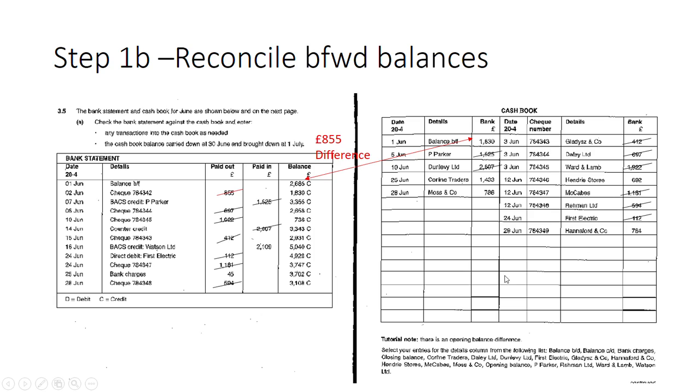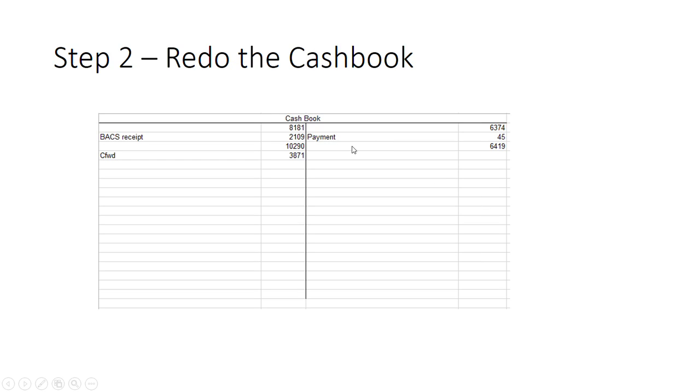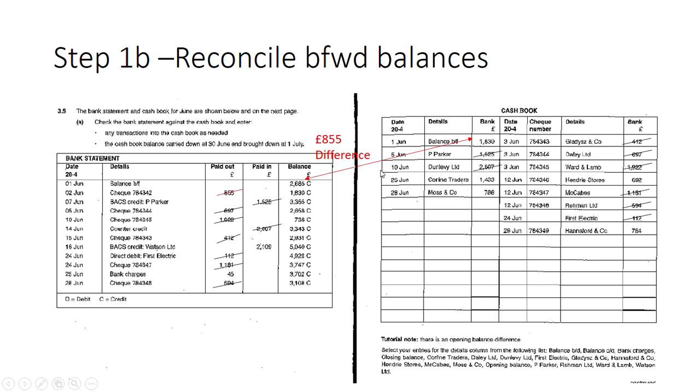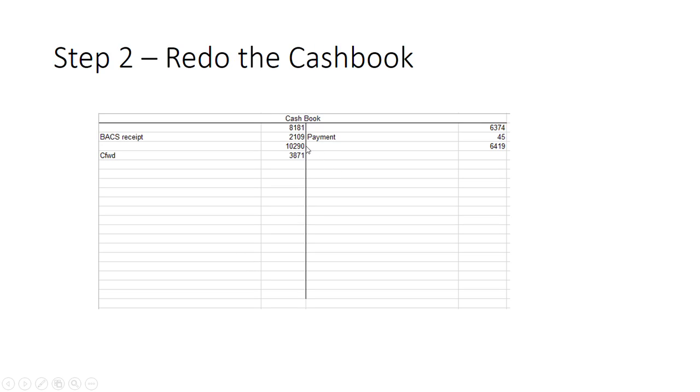We've worked out what our brought forward balance is, and what our carried forward balance is on this one. The carried forward balance on this one has 8181 on one side, 6374 on the other. So the carried forward difference between that. I'm then going to redo the cash book. So I'm going to put in this receipt and this payment. So there's a receipt and there's a payment, and there is the new carried forward position.